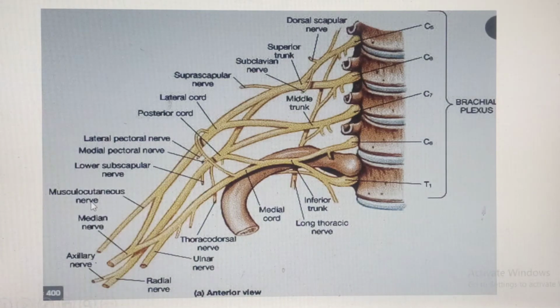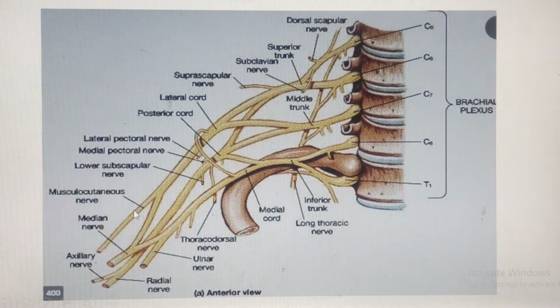The name is musculocutaneous nerve because it supplies the muscles of the anterior compartment of the arm. After that, it becomes the lateral cutaneous nerve of the forearm. So that's why we call it musculocutaneous nerve. It's actually a mixed nerve, giving both motor and cutaneous innervation. So these are the nerves.